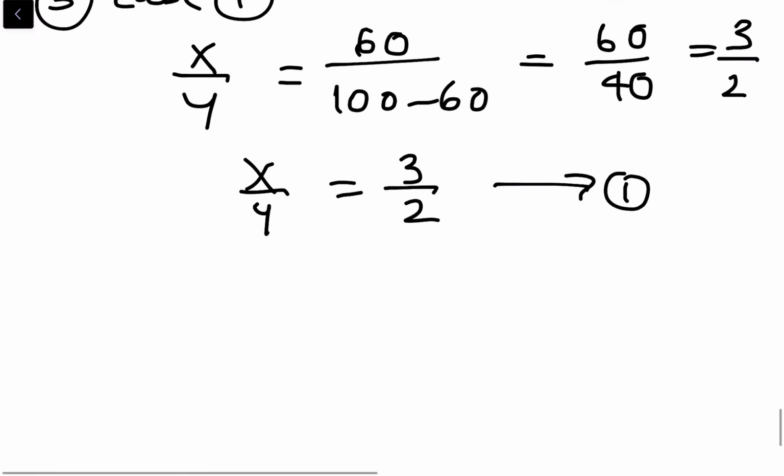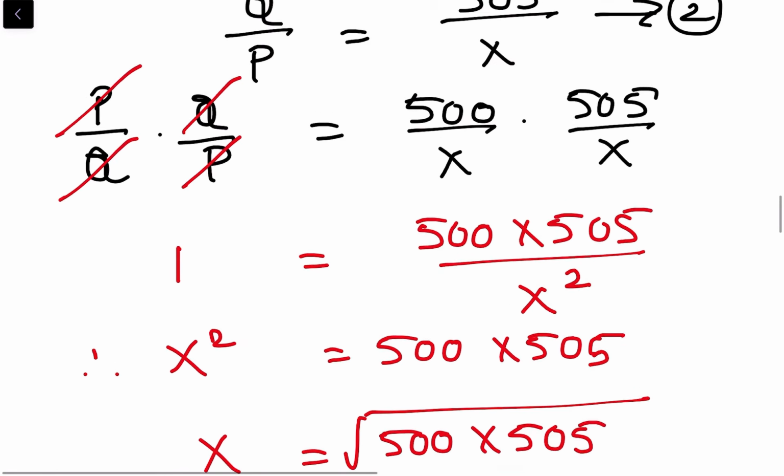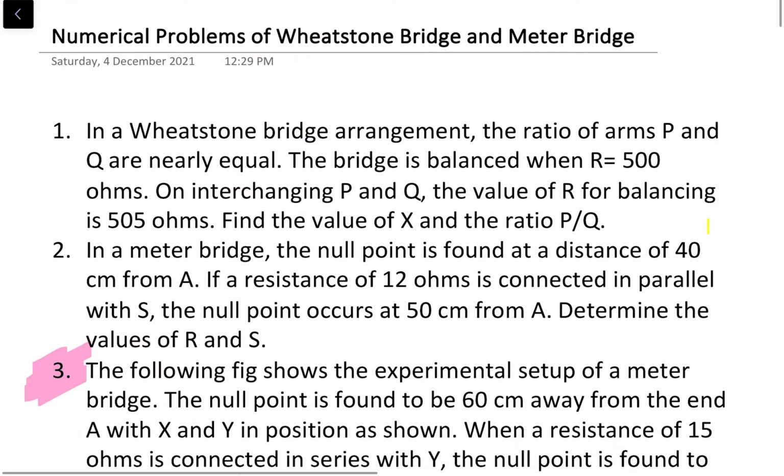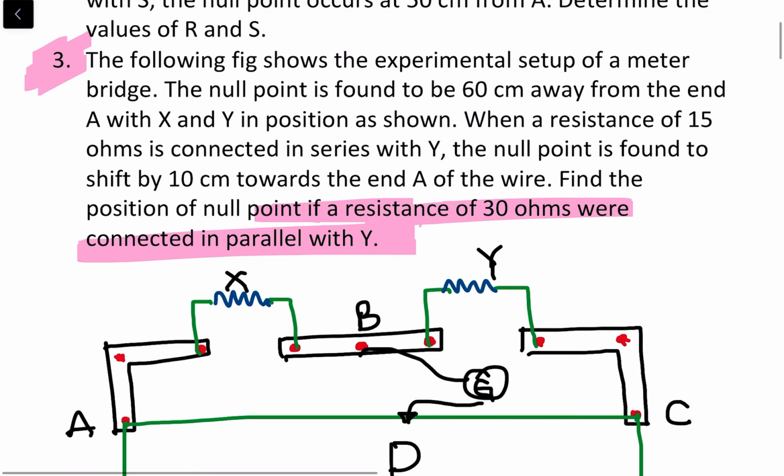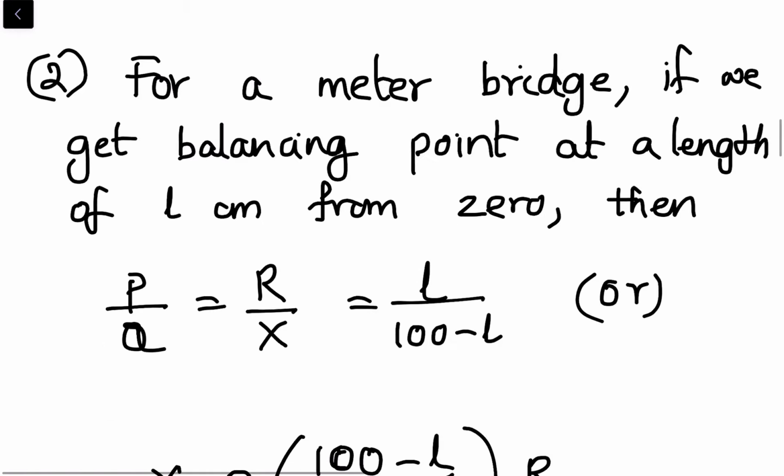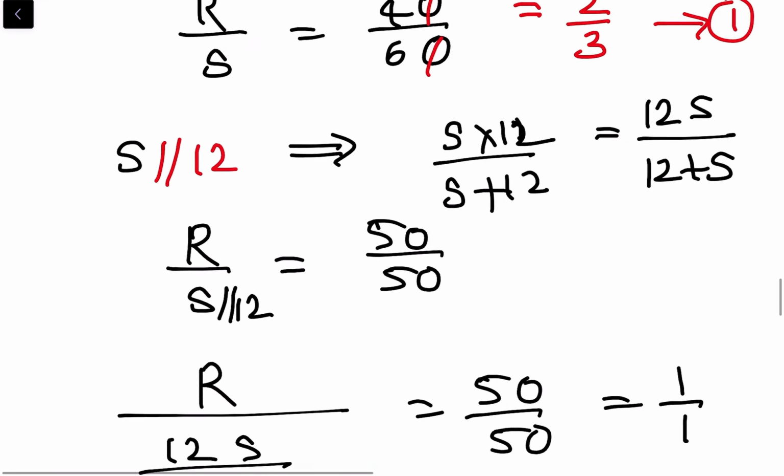Then after that case 2. Case 2 means a series resistance is connected with y, that is 15 ohms is connected. You can go back to the problem and see. So here they have given clearly, that is a series resistance of 15 ohms is connected with y. So that we are taking in series with y.